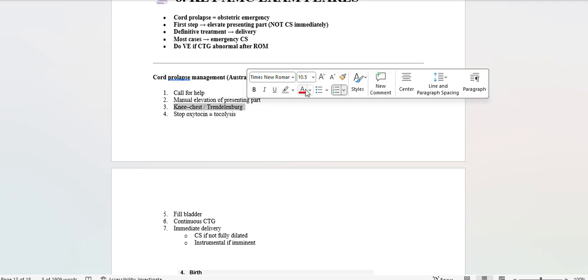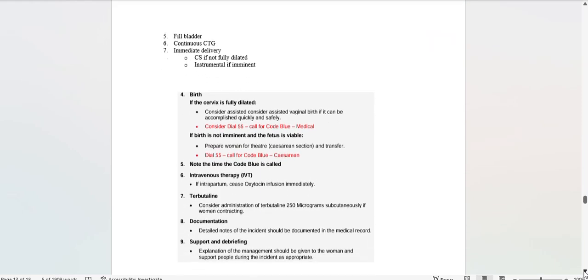Okay? And another word they use is Trendelenburg position. It's very difficult to pronounce this word. So remember that in the exam they sometimes just play with the words. Okay, stop oxytocin and consider tocolysis. Call for help. First step, manual elevation of the presenting part, knee chest and Trendelenburg position. Fill the bladder, continue CTG, immediate delivery within 30 minutes. So these are the different guidelines.